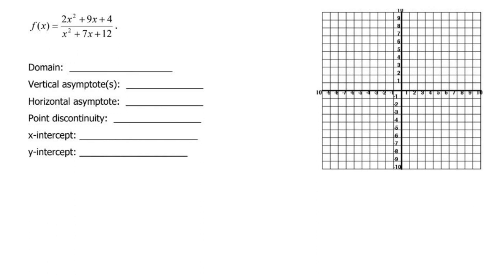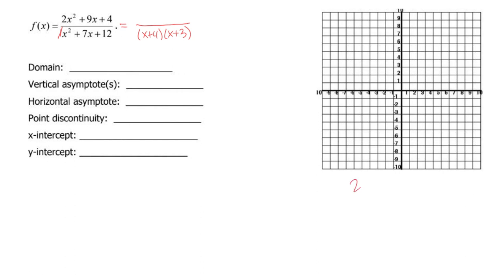All right, next one. This is the last long one, and it'll go faster, but this one's not a fun one. So anywhere you see an x squared, we need to factor. So the denominator is easier, since a is 1 right here. So I need 2 numbers that multiply to 12 and add to 7. So that's going to be x plus 4 and x plus 3.